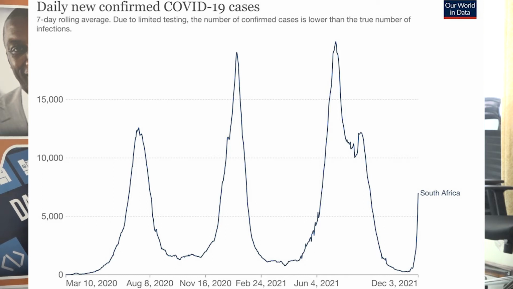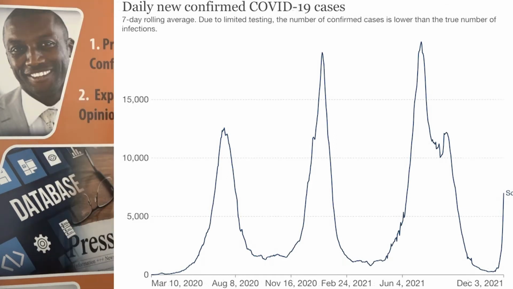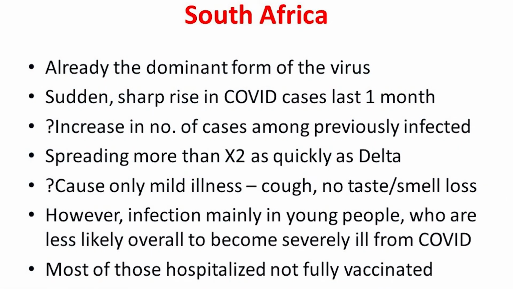So one thing we know is that the transmission of the Omicron variant seems to be more aggressive, and it is responsible for the third wave in Southern Africa. And as we've explained, specifically coming to South Africa, the Omicron variant is already the dominant form of the virus. We have seen a sharp increase in COVID cases in the last one month.